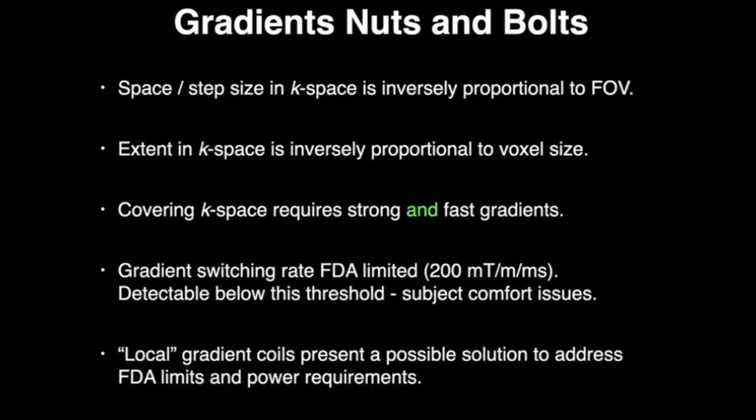To do this, you need gradients that are strong, but also able to switch quickly. And that's the speed of the gradients. For fMRI, this actually happens to be one of the very limiting things about conventional scanners. For subject comfort, we are limited to 200. I've seen some systems now going up to 250 millitesla per meter. And this is one of the reasons why our facility has been looking into local gradient coils, which do not have this limit imposed on them.